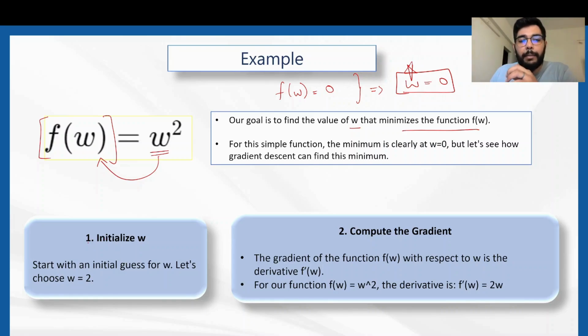The first step in our process that we just saw was randomly initializing the parameters. Since we have the parameter as w over here, we are randomly initializing it to w equal to 2. The second step over here is to compute the gradient so that we get the direction in which we have to move to minimize the loss function. The derivative of w square hence would be 2w, which is our gradient.